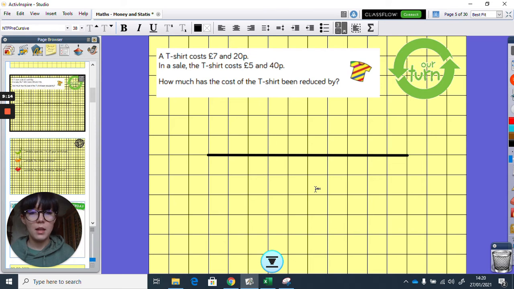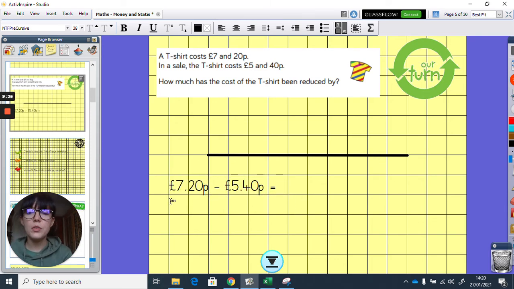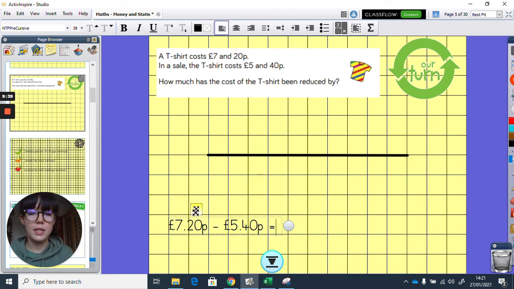So, the t-shirt used to cost £7.20, so that's more, isn't it? That's the biggest amount. It used to cost £7.20, but now it only costs £5.40. So we're doing £7.20 take away £5.40. So we're going to do this on a number line, okay? So let's have a look. Put my number line in here. Obviously you would be doing this with a ruler.